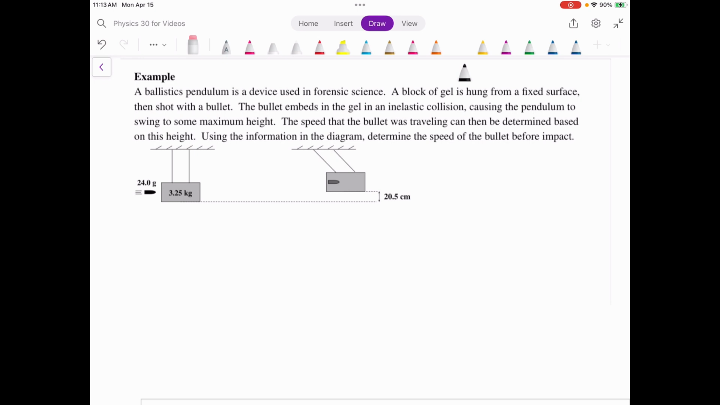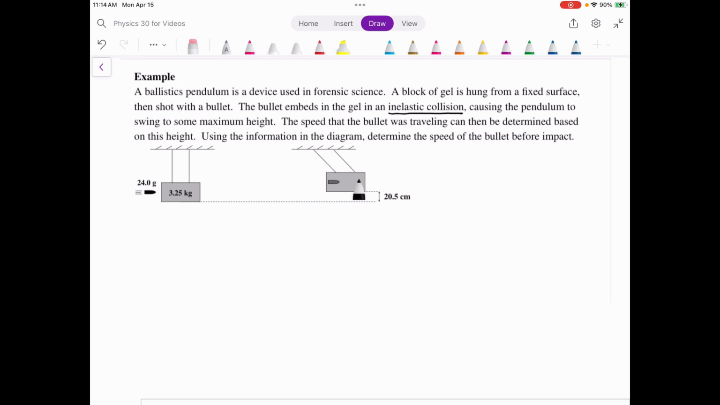All right. Okay, so here's an interesting one. Let's take a look. A ballistics pendulum is a device used in forensic science. A block of gel is hung from a fixed surface, then shot with a bullet. The bullet embeds in the gel, so you can see it's embedded there afterwards, in an inelastic collision. Okay, that makes sense. We wouldn't realistically expect that to be an elastic collision because there's going to be heat and sound and deforming of the gel, causing the pendulum to swing to some maximum height. The speed that the bullet was traveling can then be determined based on this height.